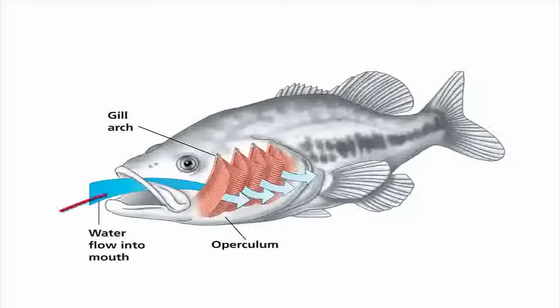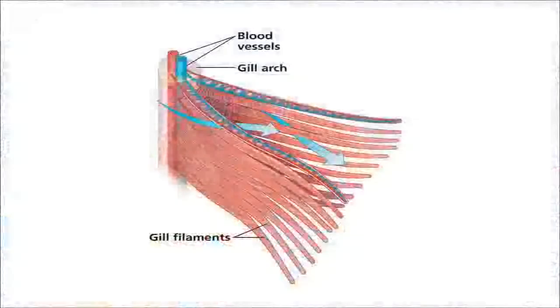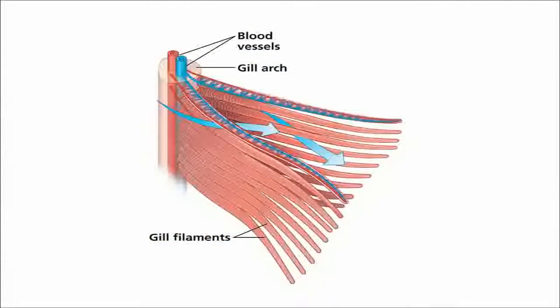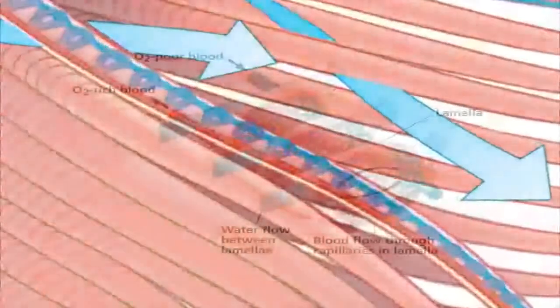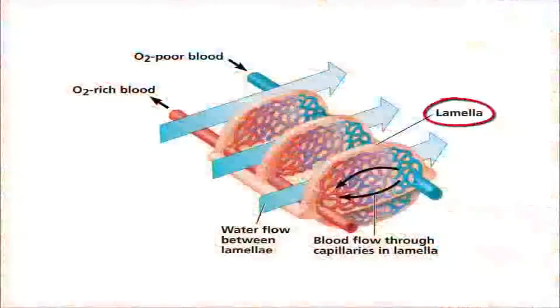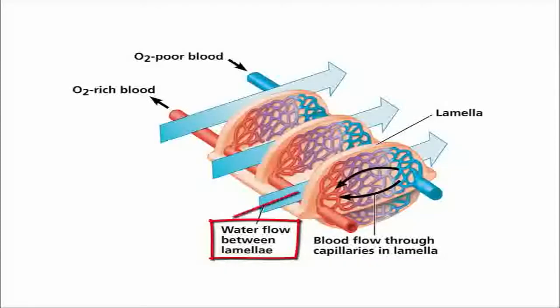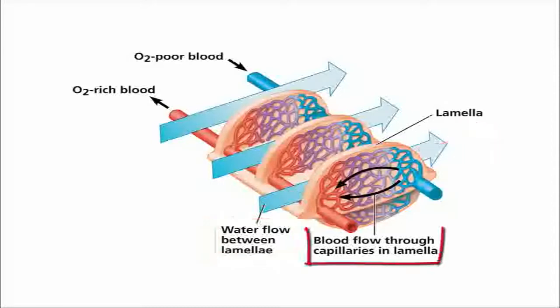As a fish swims, water travels into its mouth to the gill filaments, which branch off the gill arch. They are made up of a series of flattened plates called lamellae. Blood flows through capillaries in the lamellae in the opposite direction to the water, allowing the blood to obtain oxygen from the water as it passes, and for the water to obtain carbon dioxide from the blood for disposal. This process is called countercurrent exchange.